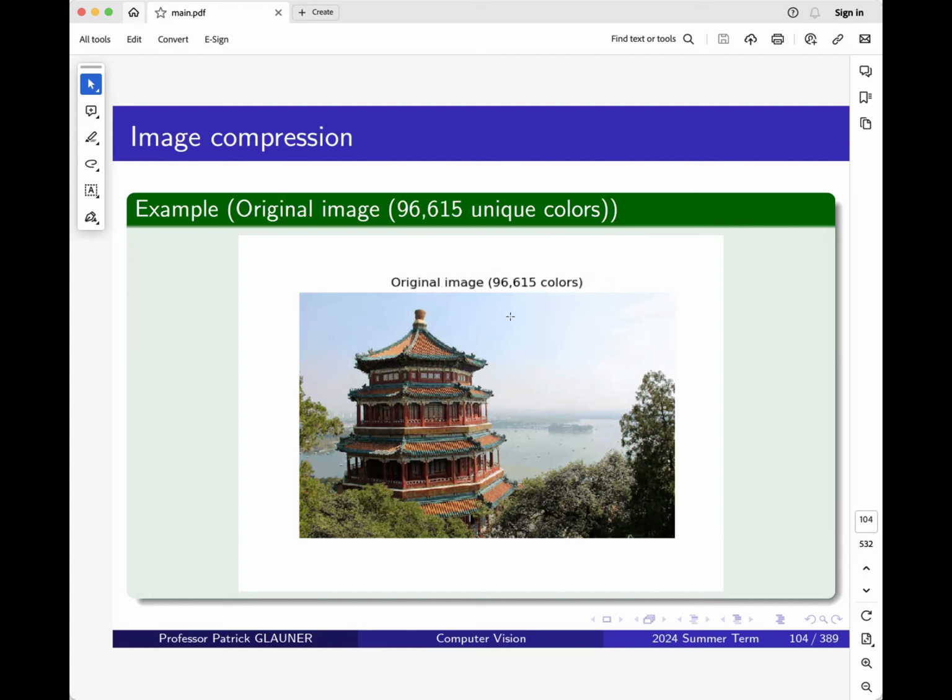Obviously not perfect. If you look around the sky, and around the water. But if we look at this tower, it doesn't look too bad. Very little loss. What do you think? Do you think overall that's a good compression?